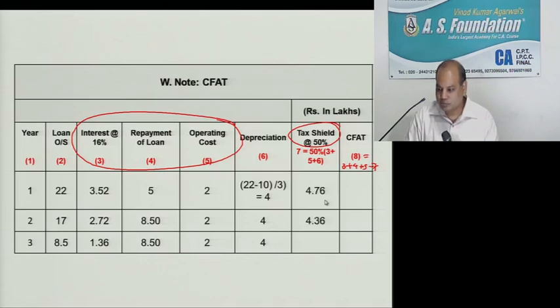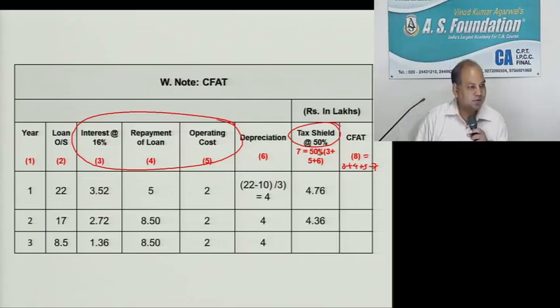4.76, 4.36. Keep checking. First you have to add these three numbers, 3, 5 and 6, and then multiply by 50%. Is the answer right? Next, 3.68. 3.68 is right. Check the answer. If it is wrong, you are wrong. Correct.